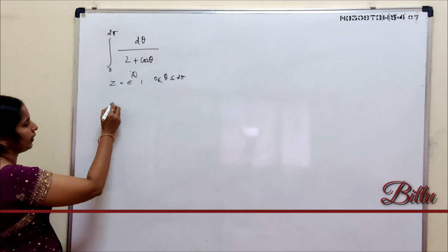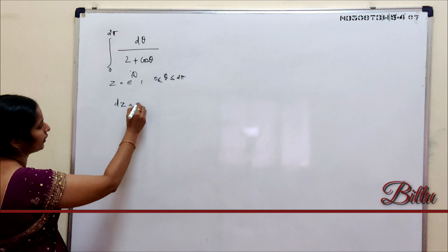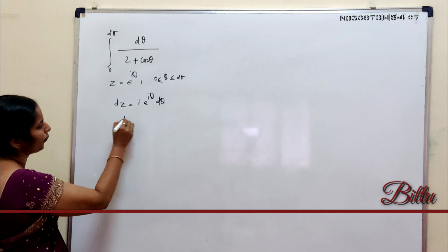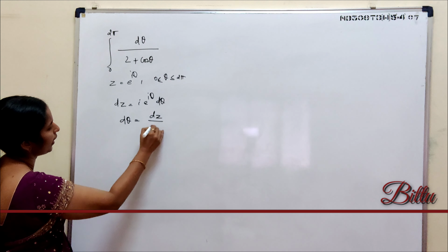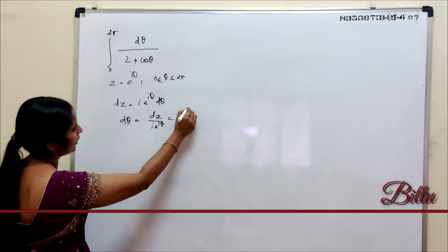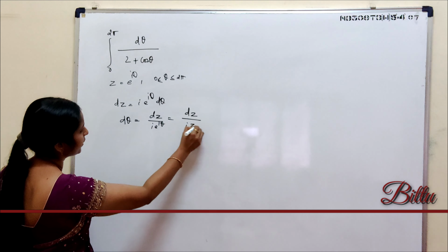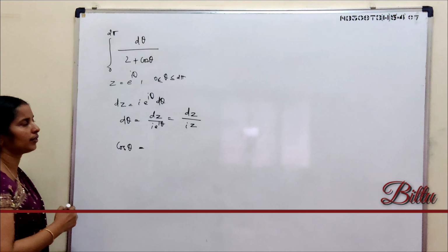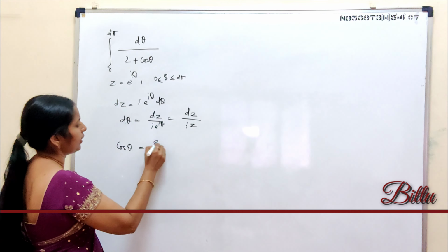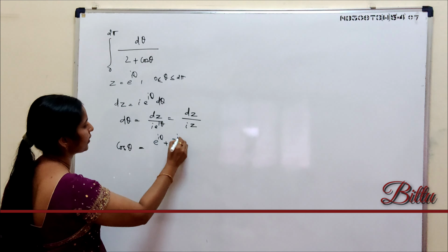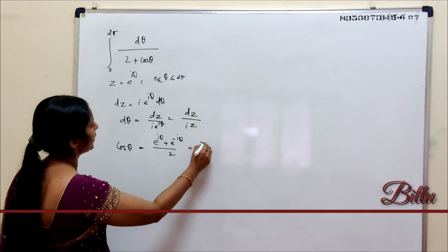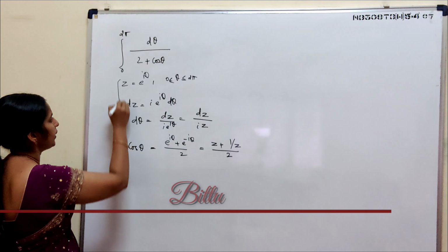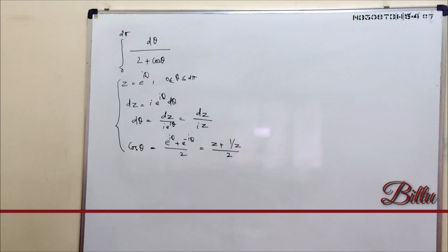In this question, we have to replace d theta and cos theta. So you find what is d theta. For that, you take differential on both sides: i e raised to i theta d theta. So d theta is dz by i e raised to i theta, that is dz by iz. Next, we have to replace cos theta in terms of z. Cos theta is e raised to i theta plus e raised to minus i theta by 2, that is z plus 1 by z, by 2. This part is common for any question.